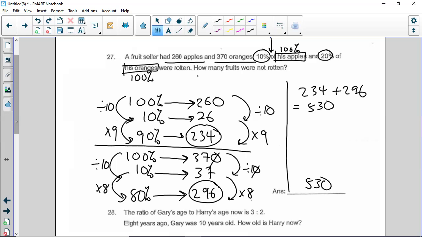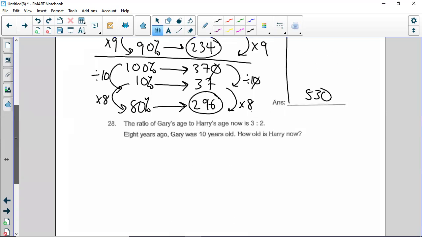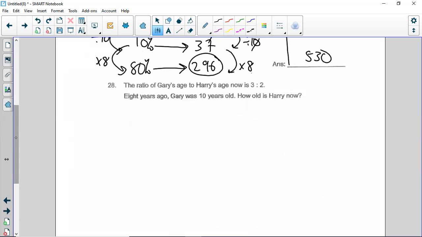Okay, question 28. Every time you see an age problem, it's always a before and after. If you see an age problem, like the ratio of Gary's age to Harry's age is now, can you see the word now? That is at first. All right, it's 3:2. 8 years ago means past. So it's like a before and after, right? So you have now and past. So Gary was 10 years old. How old is Harry now?